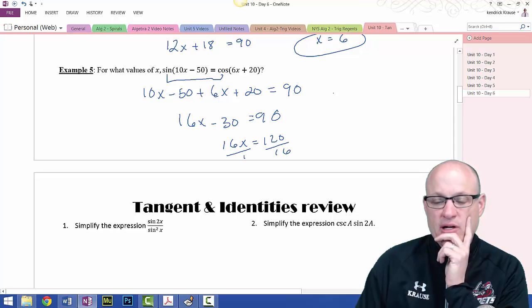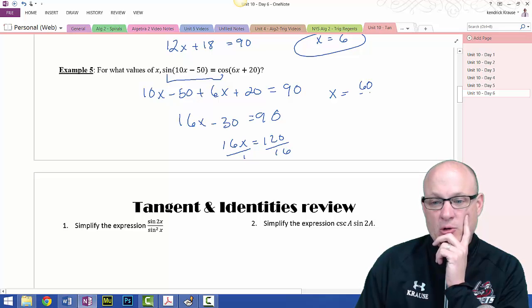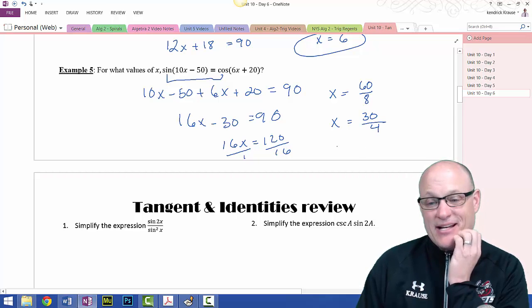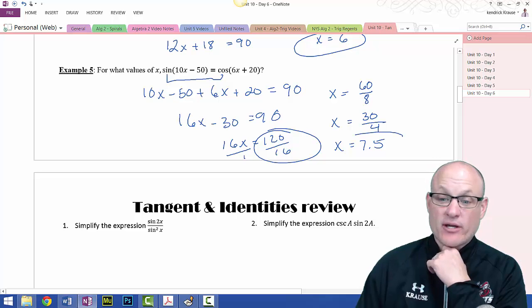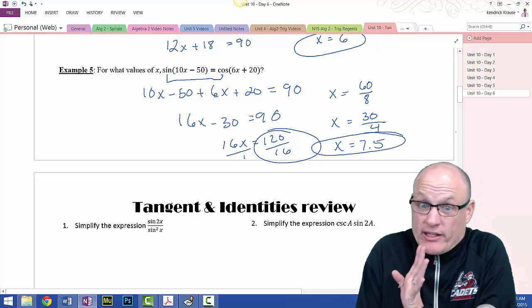Let's see if I can do this without a calculator. If I cut them both in half, I get 60 over 8. If I cut them both in half again, I get 30 over 4. And let's see, that would be 7.5. And you could always just use a calculator to figure out what this is. It's 7.5. And that's okay. You're in trig. You can get a decimal.